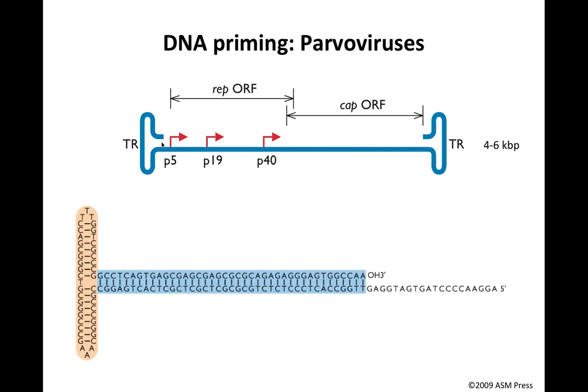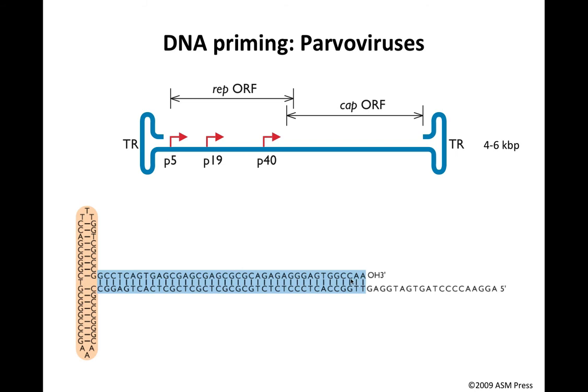The ends of this genome are quite unusual. They consist of terminal repeats, that is, the sequence is the same at each end. It's repeated at the genome termini. And not only is it repeated, but it has unusual properties that allow it to form this T structure at either end. The reason it can form this kind of T structure is because the sequences in these end regions, these termini, have inverted complementarities, so they can base pair with each other.